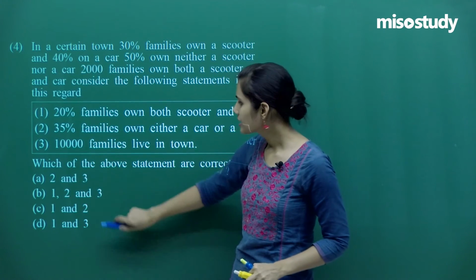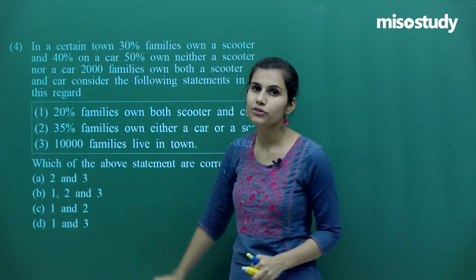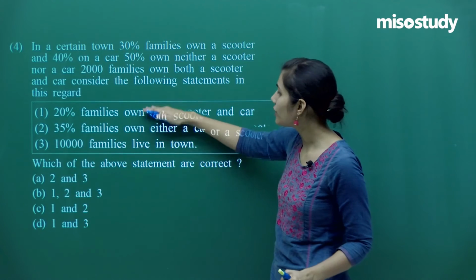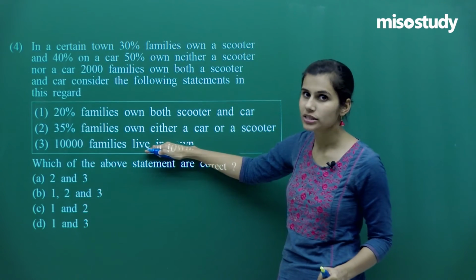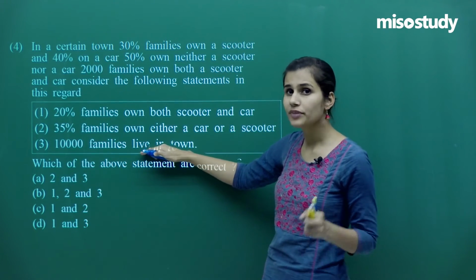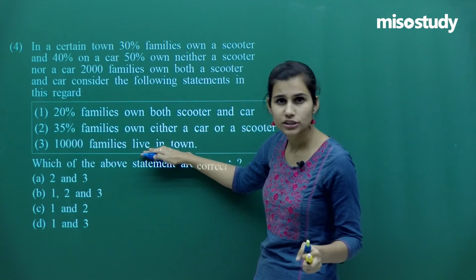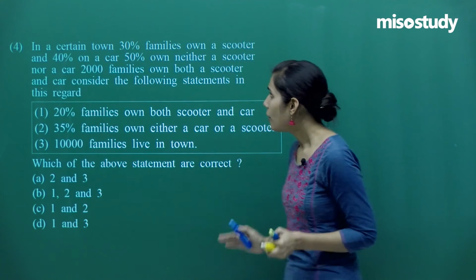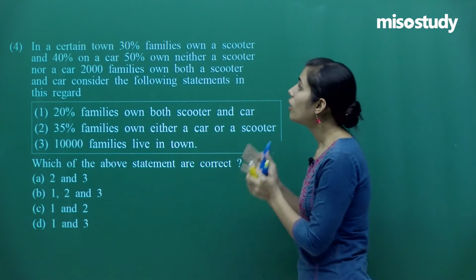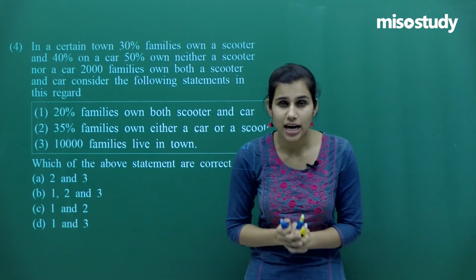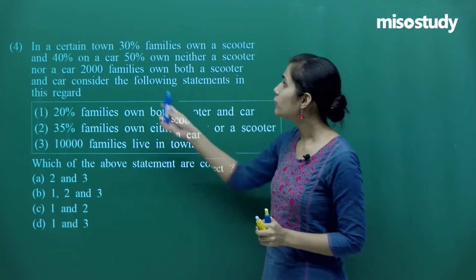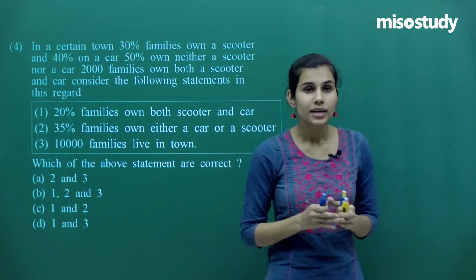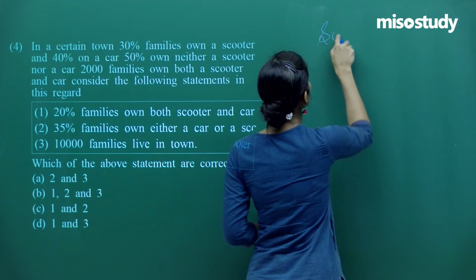Options: 2 and 3 is correct, 1, 2, 3 is correct, 1, 2 or 1, 3 is correct. That means by solving this question we basically have to verify these 3 conditions. Whichever 2 or 3 of them come out to be true, accordingly we are going to mark our option right down here. Now as you can see, I don't know how many total families live in the town. Out of that only I will have to consider the percentage of families owning a scooter or owning a car. So let me start with the solution.